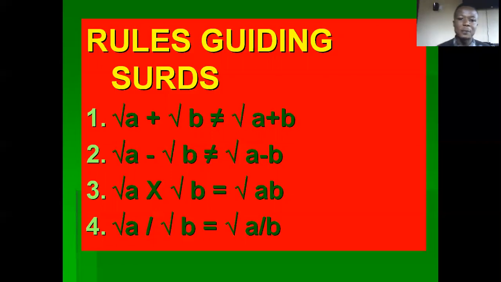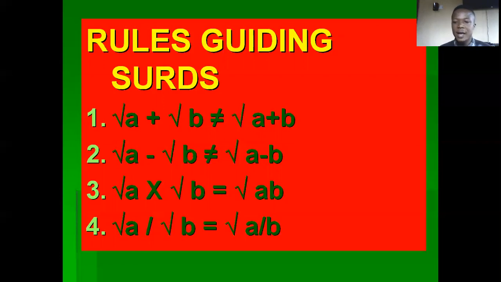Okay, root A plus root B will not give us root of A plus B, because most of us think you just add A and B inside the square root. No. Provided that the operation there is plus, root A plus root B individually is not the same thing as bringing them together. That's why you see the equal sign being cancelled. Also, when it is minus, root A minus root B is also not equal to root of A minus B.